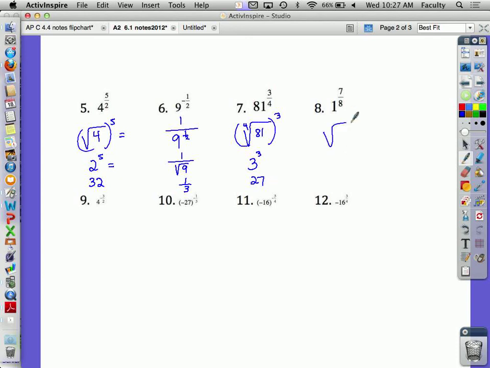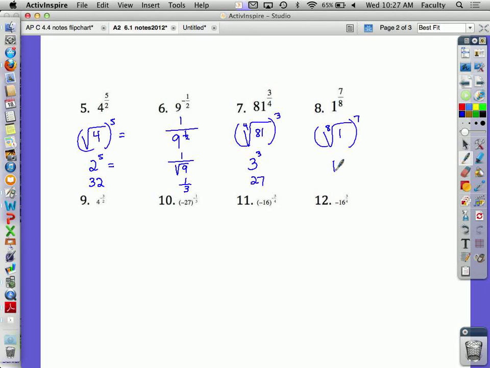Now number 8, this is the 8th root of 1 to the 7th. Now when you think about this, let's sort of back it up to what we've done previously. If I look at, say, the square root of 9, that means what number times itself is 9? Well, it's 3. When I do the 4th root of 81, it's what number times itself 4 times is 81? It's 3 times 3 times 3 times 3. So then when I go to do number 8, if I want the 8th root of 1, what number times itself 8 times is 1? It's 1. Okay, that's why I was being a little bit silly. And then 1 to the 7th is still 1.